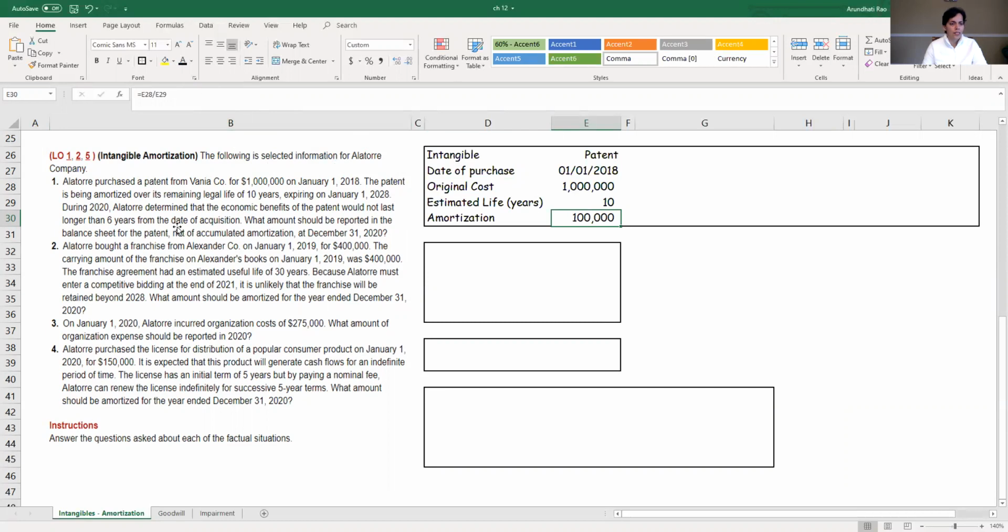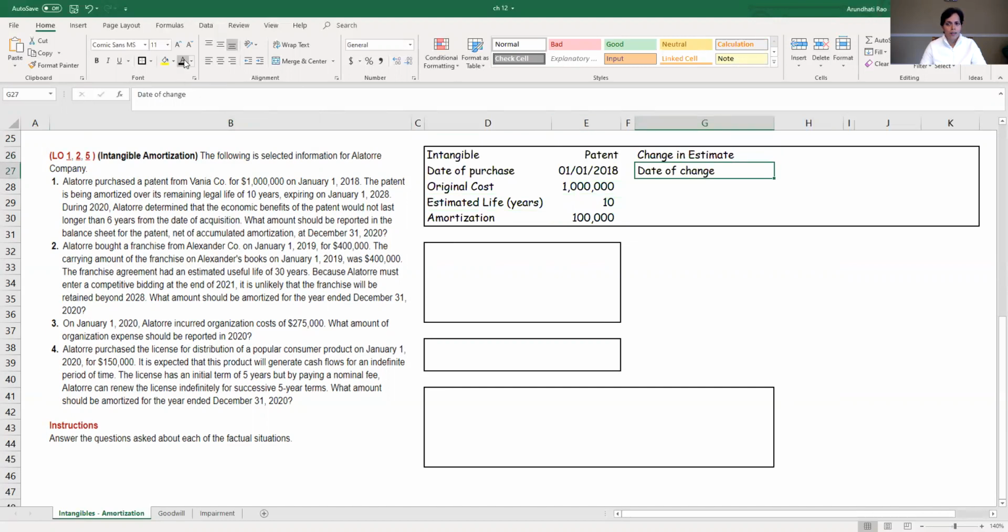Now, we've made a change in estimate. The estimated life of the asset, we are saying it should not have been 10 years. We are revising that estimate. They're saying it should be 6 years from the date of acquisition. So what we're looking at is a change in estimate. And what have we done? The date of change is the first thing we need to know because I need to know when this is going to become effective. And that's 1/1/2020. Second is, what have we changed? The estimated remaining life of the asset, we say now is 4 years. So if the total life should have been 6 years, not 10, 2 years are already gone by, so we have 4 years remaining. That's what we're concerned with.